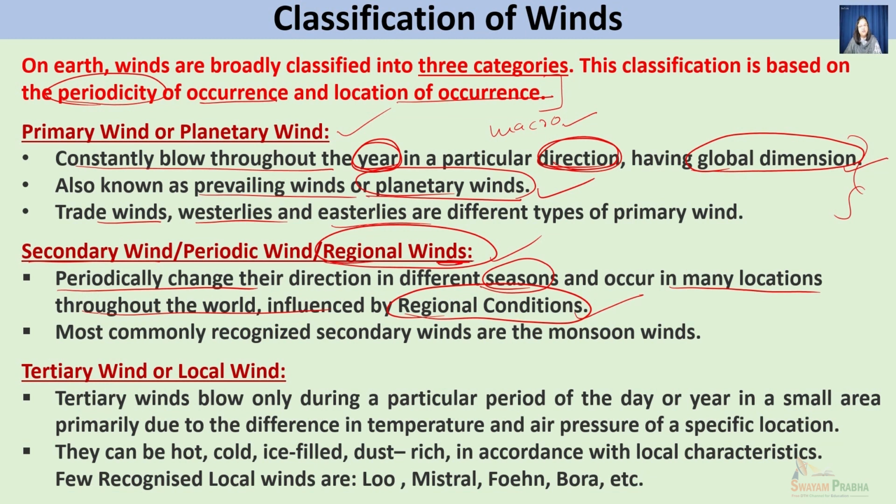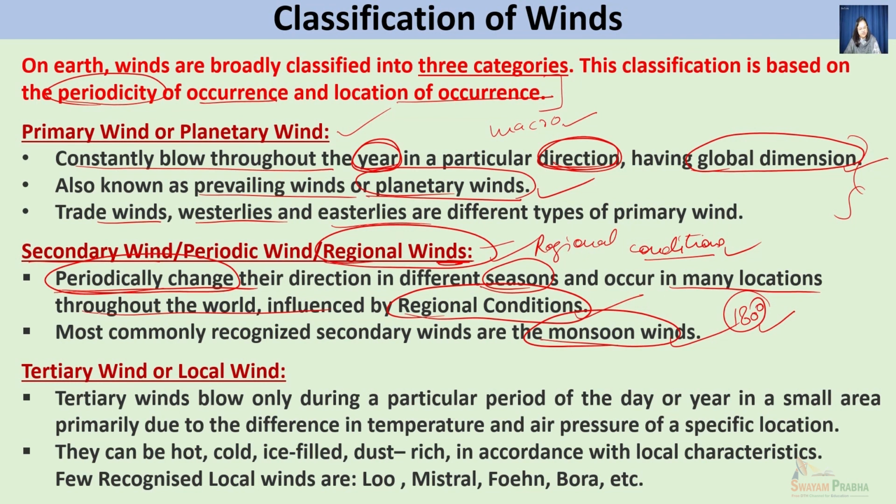As the name suggests, these types of winds periodically change their direction and they are highly influenced by the regional conditions. So one of the best examples of secondary winds are the monsoon winds, because these types of winds are the result of 180-degree reversal of wind systems, and they periodically change their direction. So we will be discussing each one of them in the coming videos. This is just a brief description of what all the three types of classification of winds are, and in general how they differ from each other.